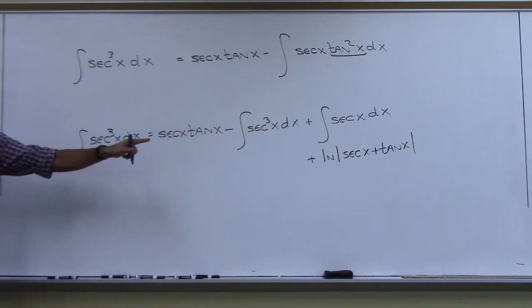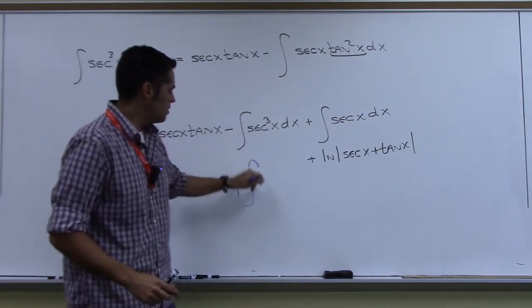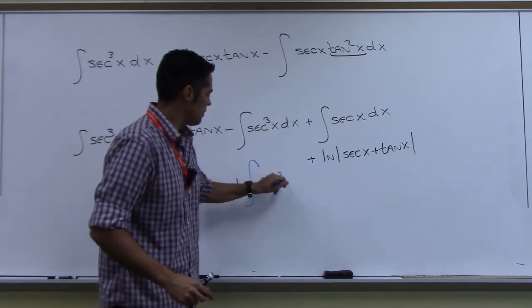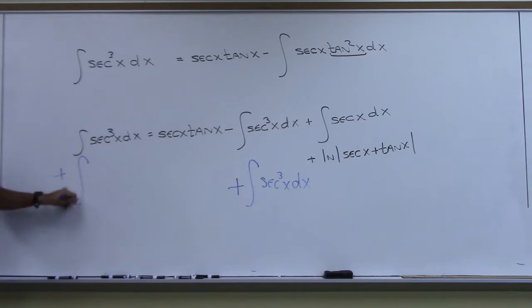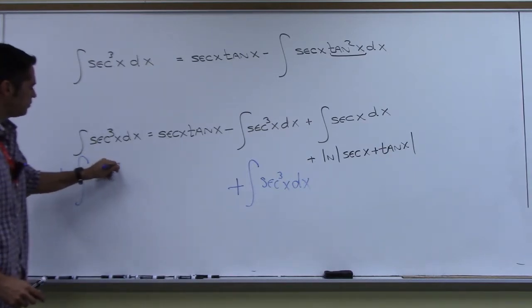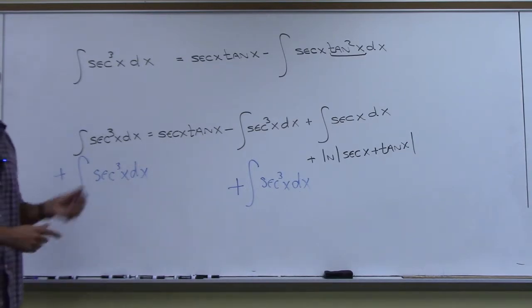I'm going to add that integral right there to both sides of the equation. And I do it over here also. So how many of them am I going to have on the left side? Two of them. Can I have two of the integrals?